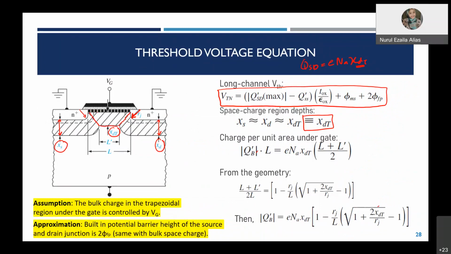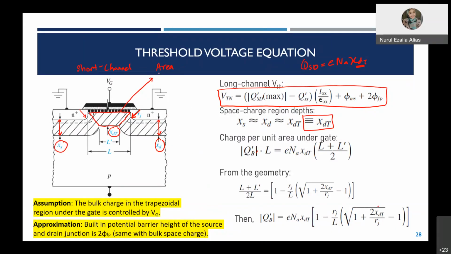Okay, trapezoidal area. So this area will be changed now. This is for the case of the short channel. So this area is no more like a rectangle, so it has a new area.